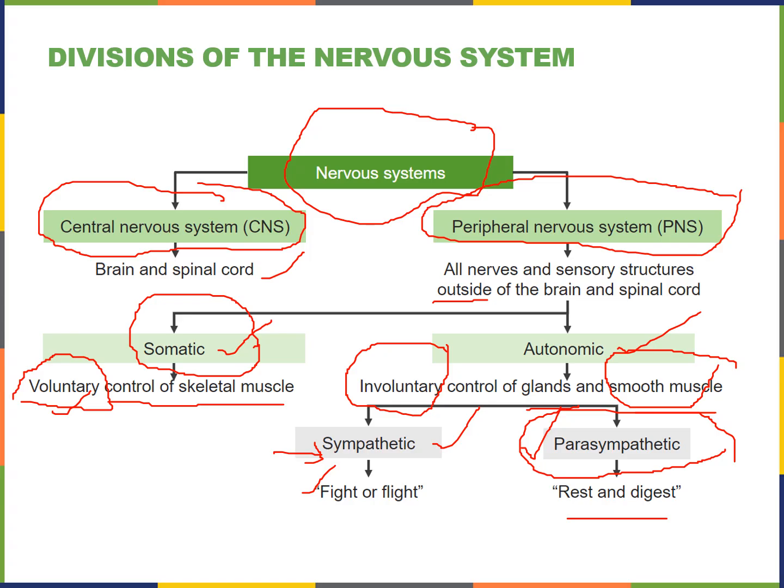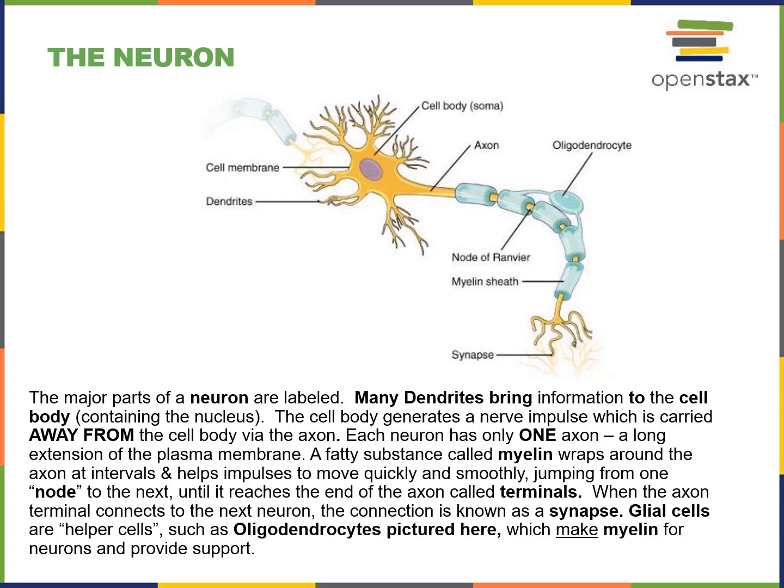Now, earlier I mentioned the word neuron. So on this next slide, we have an image of a neuron. You are expected to know how to draw and label a neuron, and this goes for all diagrams, you're also expected to know the function of the parts of a neuron. So let's take a look here.